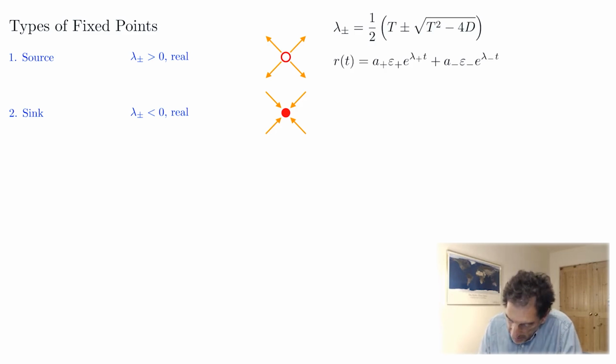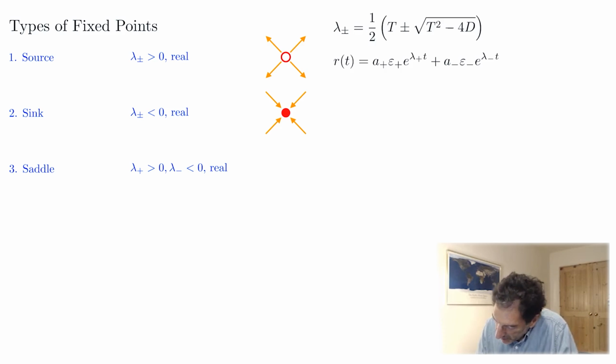Then the next type of fixed point is what's called a saddle. And a saddle occurs when, for example, lambda plus is greater than 0, lambda minus is less than 0, but both of them are real. And so what happens here is that at the fixed point, in one eigendirection the flow is away, and in the other direction the flow is in. So let's represent that saddle point by an x.